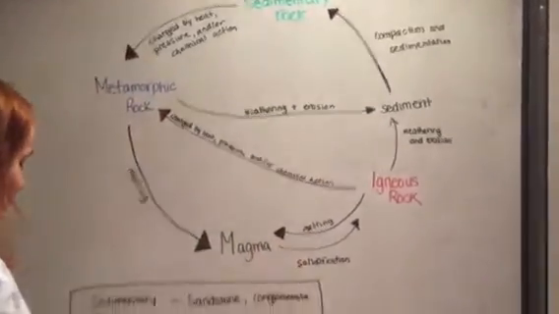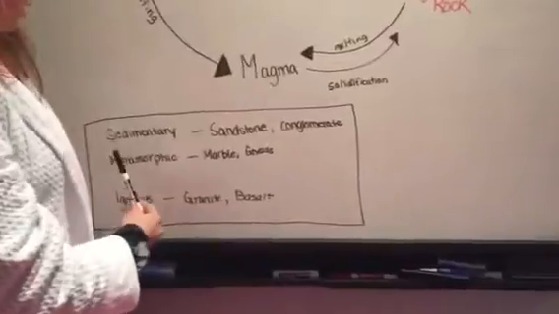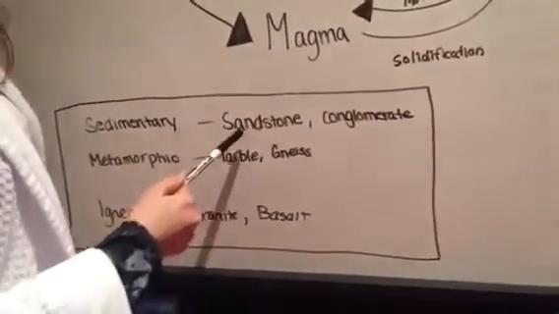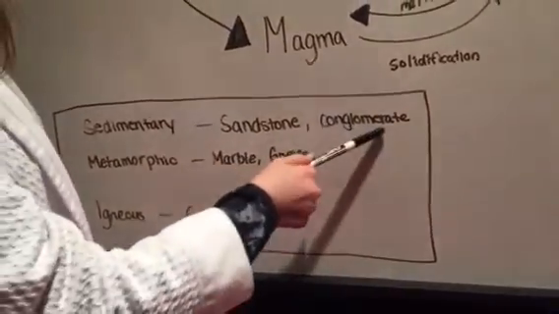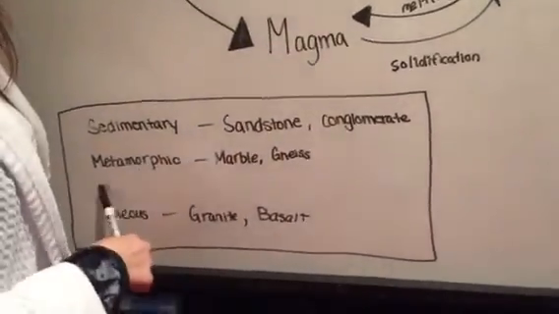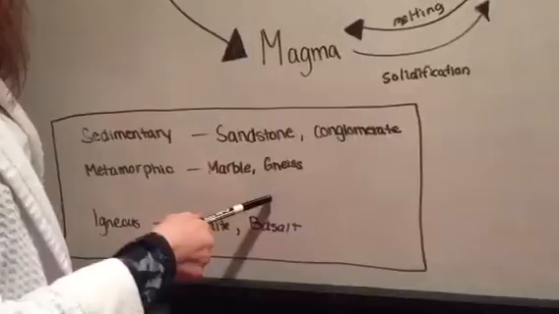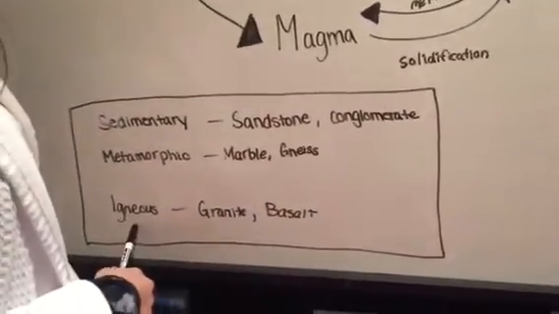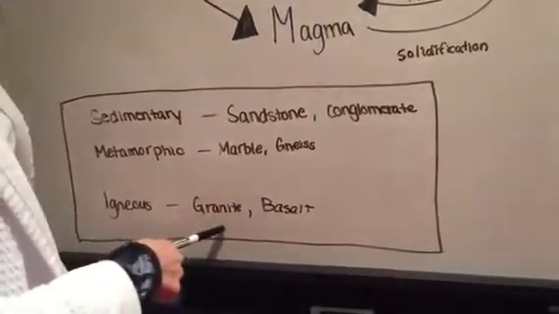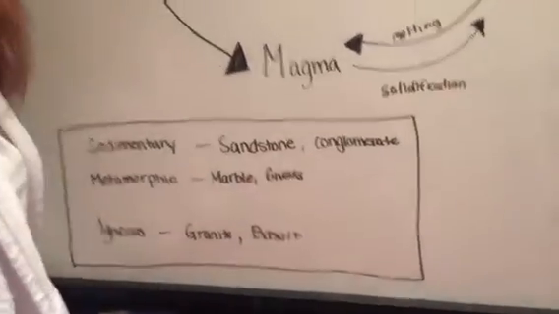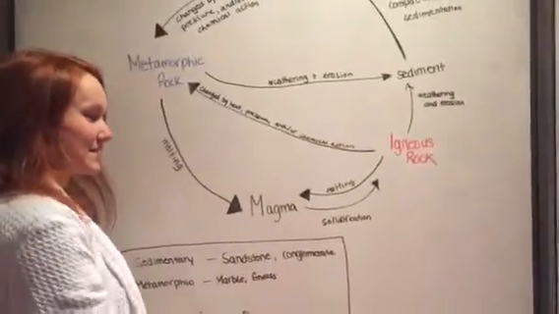And then down here we have examples of each kind of rock. So sedimentary, an example is sandstone and conglomerate. Then for metamorphic rock, there is marble and gneiss. Then igneous, we have granite and basalt. And this is our rock cycle.